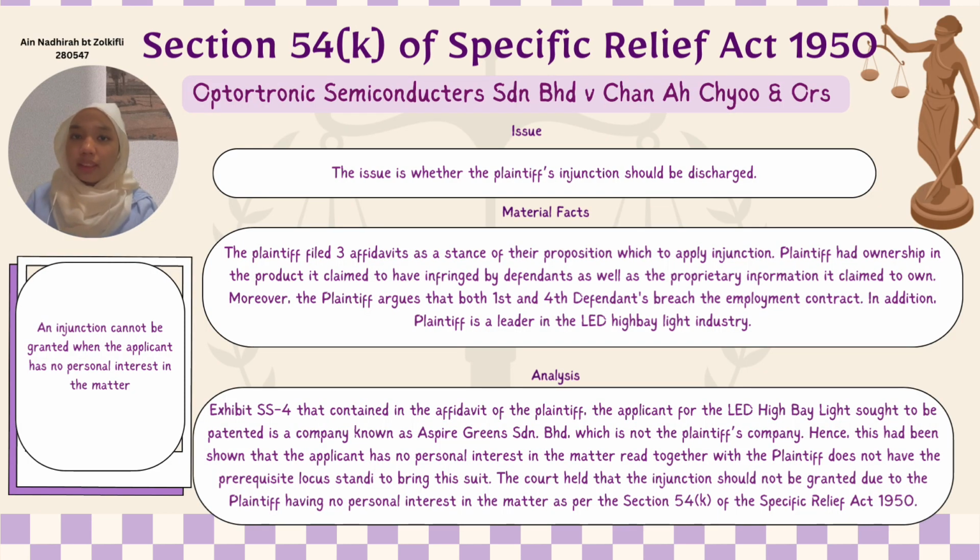Last but not least is Section 54 subsection (k) of the Specific Relief Act, where it explains that an injunction cannot be granted when the applicant has no personal interest in the matter. This can be illustrated in Operatronic Semiconductor Sdn Bhd against Chan Ah Chew, where the court dismissed the application for injunction made by the applicant, since the applicant had no personal interest in the subject matter.